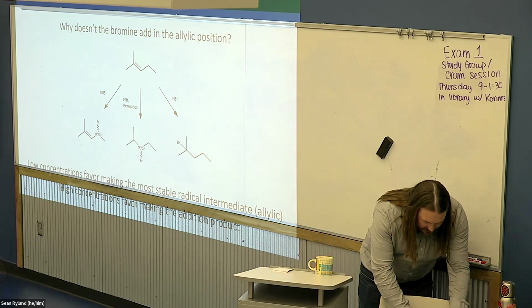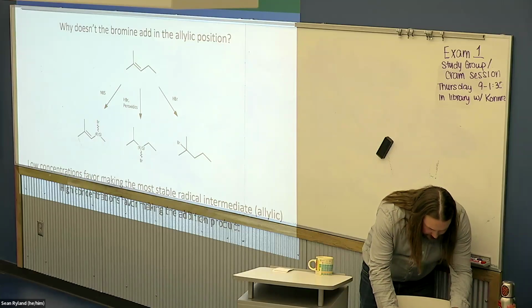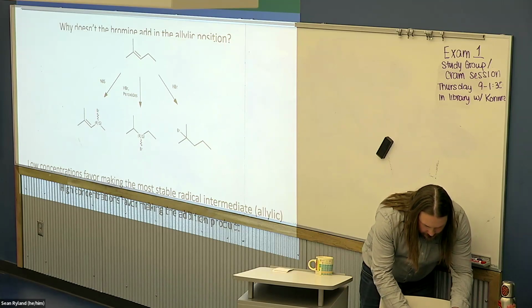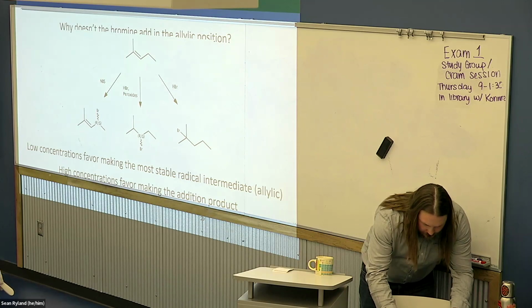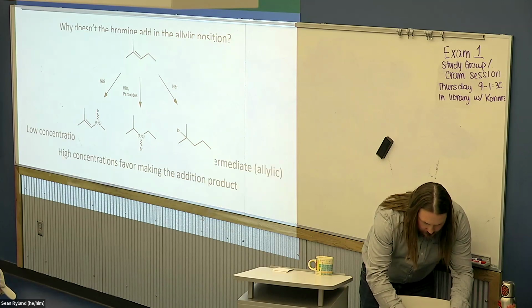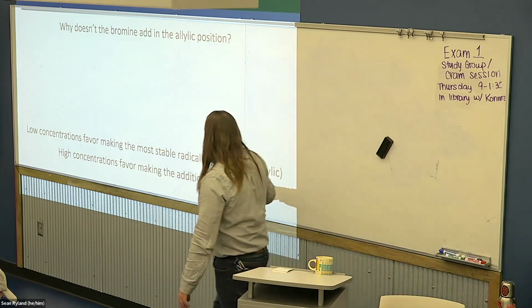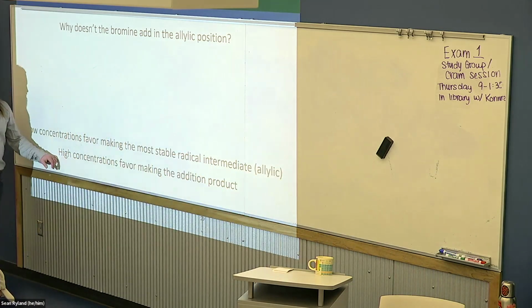So here is the result of what I found last time I tried to answer this question. Low concentrations favor making the most stable radical intermediate, which is the allylic. Higher concentrations favor making the addition products.